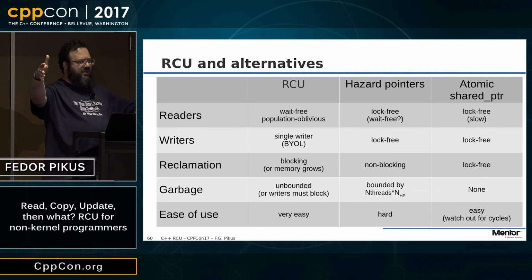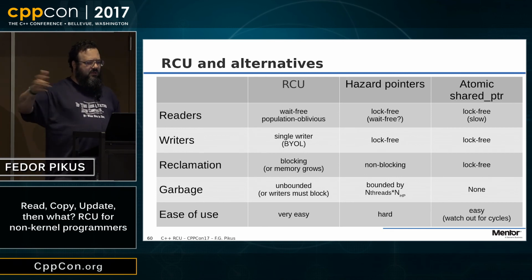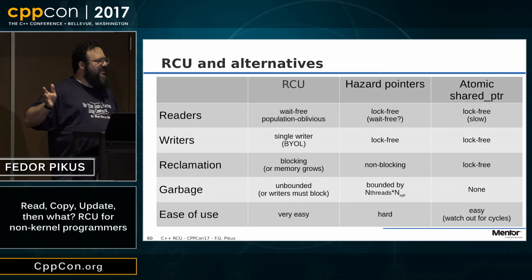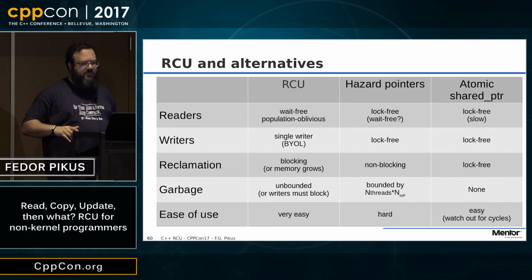Identify your access to the shared data, call ReadLock, ReadUnlock, and periodically invoke garbage collection on the writer. Atomic shared pointer: easy, as long as you have a way of handling circular references. It's lock-free, but it's much slower than RCU because it uses relatively expensive read-modify-write atomic instructions, and more than one.